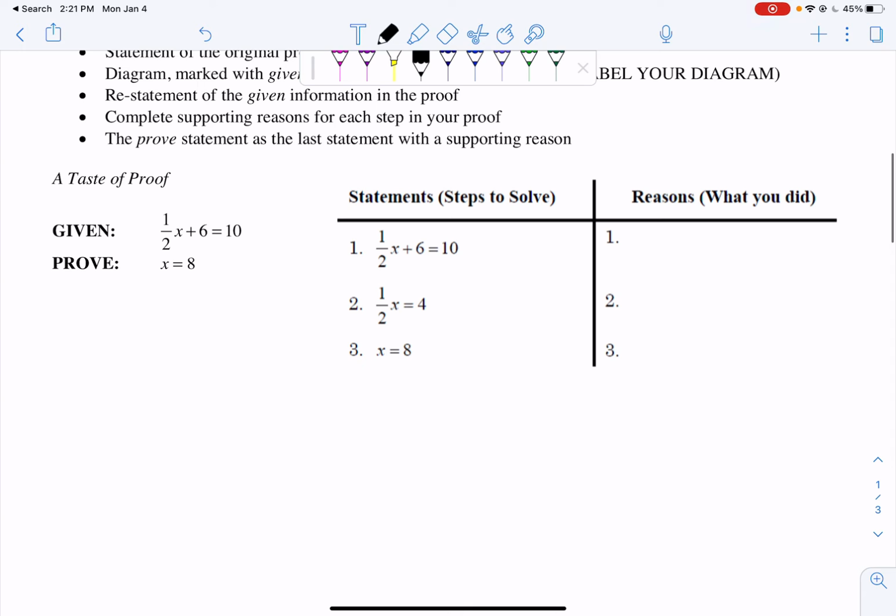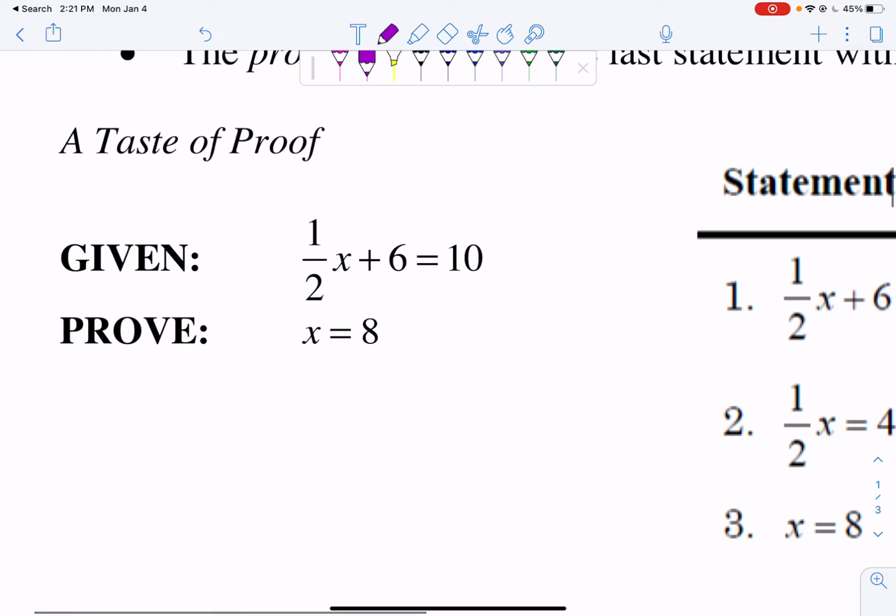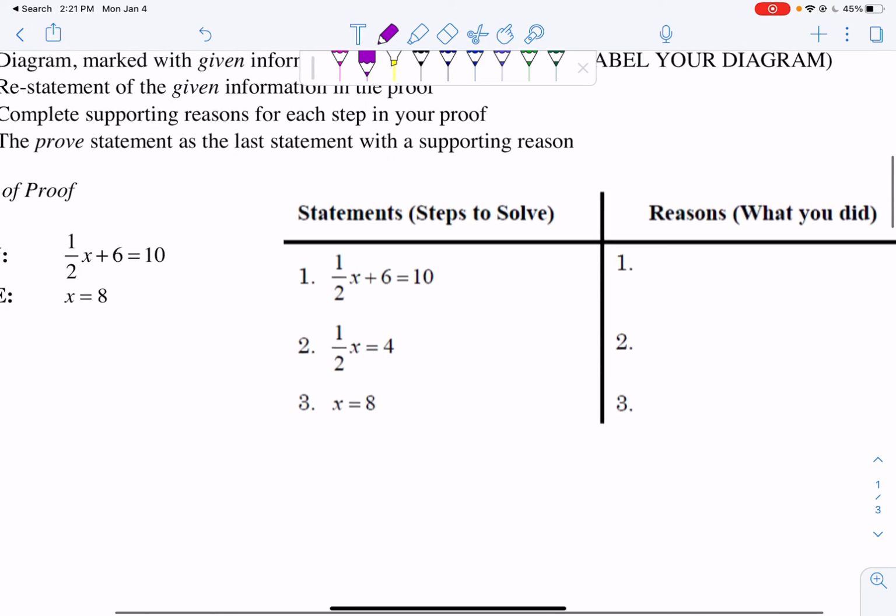So here's a little taste of a proof. This one's a sort of abridged version. This one isn't 100% correct, but this is to get our mind in the motions of how to write a proof. So we're given this equation, 1/2 x plus 6 equals 10, and we want to prove x equals 8. Well, in the past, you would typically just solve this and say, Mr., x is equal to 8, I just solved it. But no, I want to see it in a proof form.